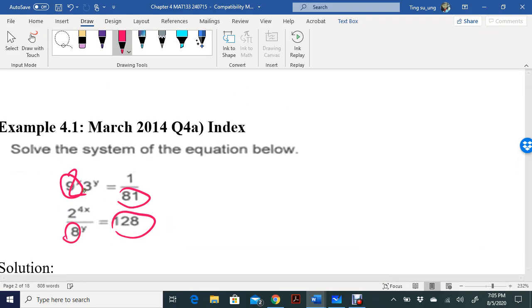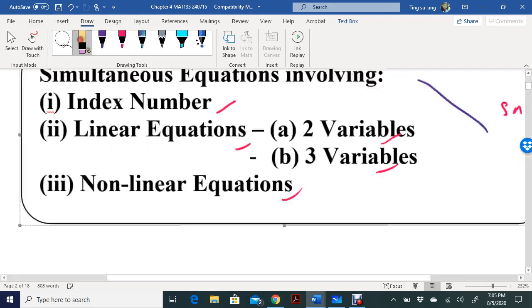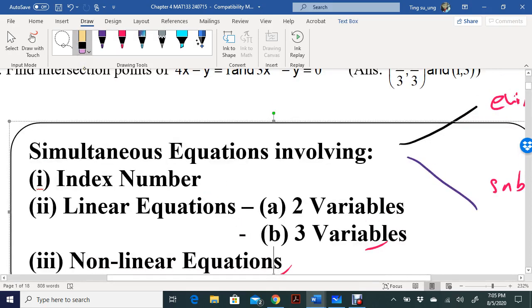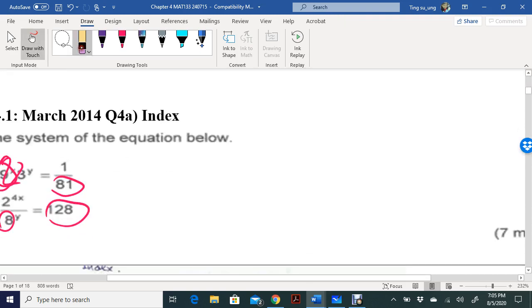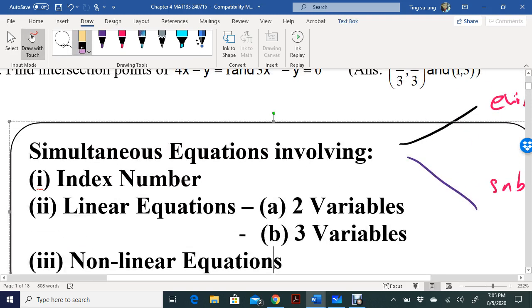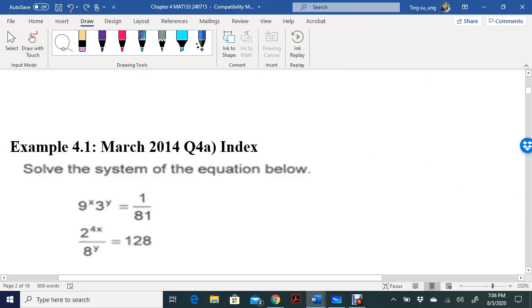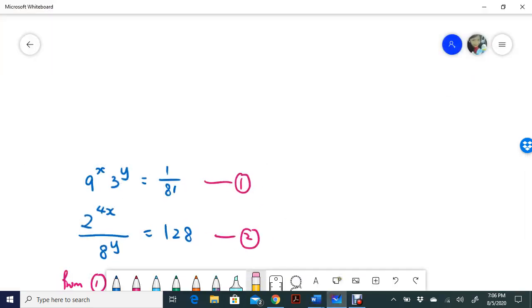Okay, so what are you supposed to do in the first place? Every time you see indices, the first thing in your mind, you need to change it to the simplest base form. Okay, so without further ado, let's start.